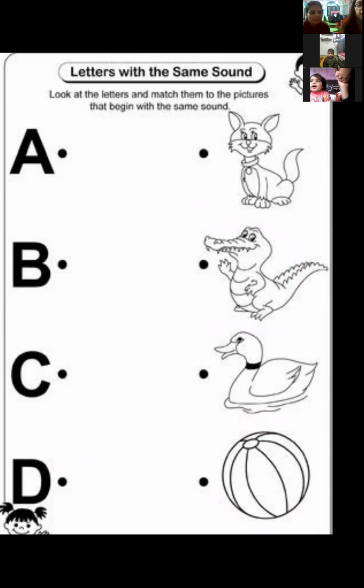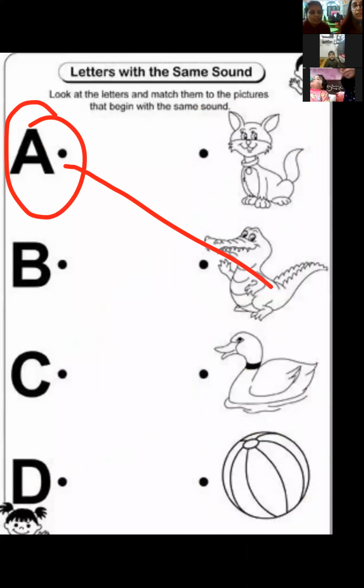Ahan, which letter is this? Kaun sa hai? Zor se bolo. A for what will come? A for alligator. Very good, Ahan.